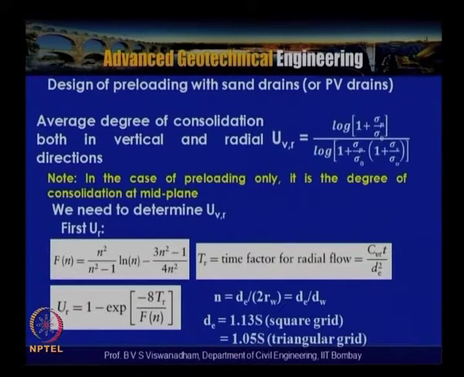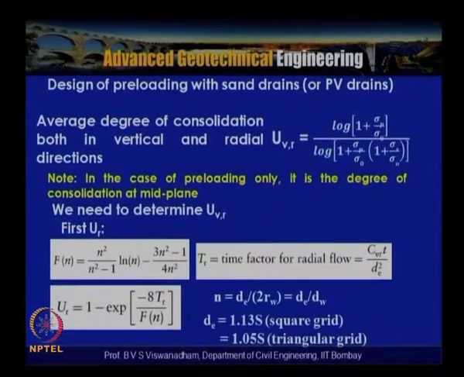The CVR is nothing but the radial coefficient of consolidation, divided by dE square. Many times, in order to account for the smear in a simple way, without explicitly considering smear, it is assumed that CH is equal to CV. Actually CH is more than CV, but it can be taken that CVR is equal to CH is equal to CV. With that we can calculate TR, which is nothing but the time factor for the radial flow, T CVR divided by dE square.